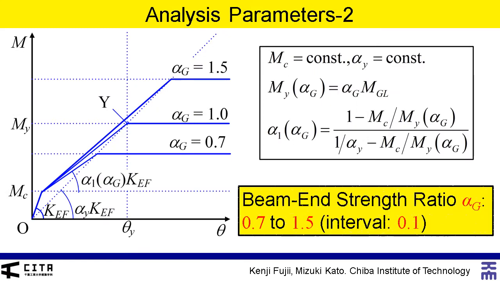Given the above, the yield strength My at beam end sections connected to damper columns is determined using the beam end strength ratio alpha z. In the study, alpha z is set from 0.7 to 1.5 with step intervals of 0.1. The moment deformation relationship is assumed as shown here. The cracking moment MC and the second tangent stiffness degradation ratio at yielding alpha y are set independent of alpha z for simplicity.